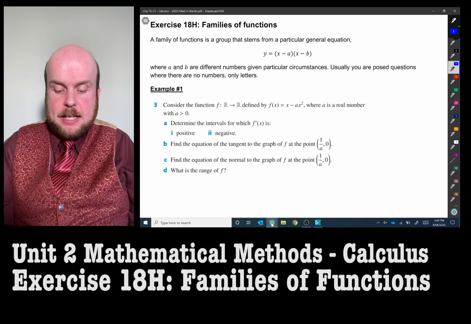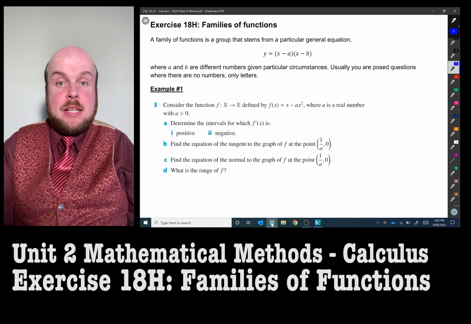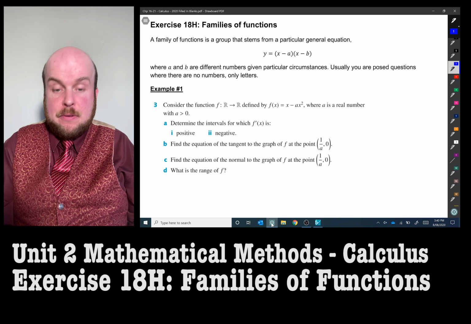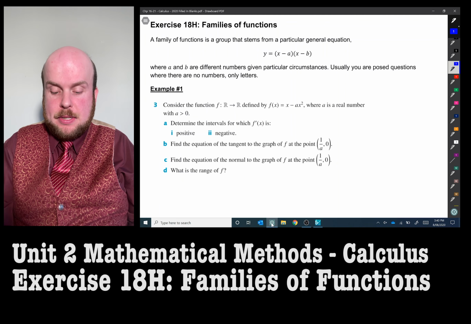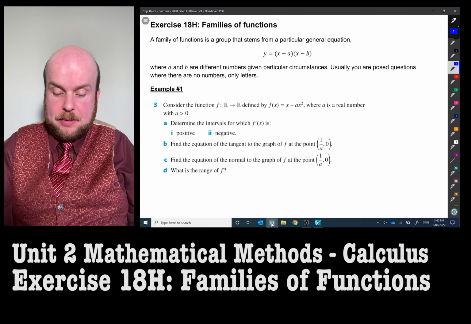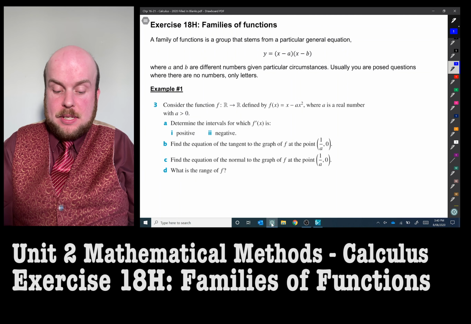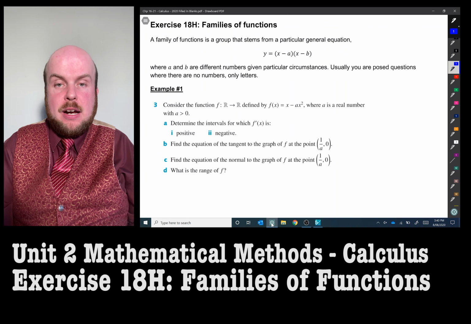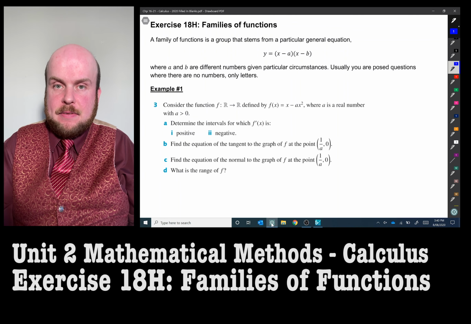Example 1. Consider the function f, that is unrestricted, going for all real numbers, defined by f of x equals x minus ax squared, where a is a real number with a being greater than 0. The first thing we need to do is determine the intervals for which the derivative is positive and for which the derivative is negative.